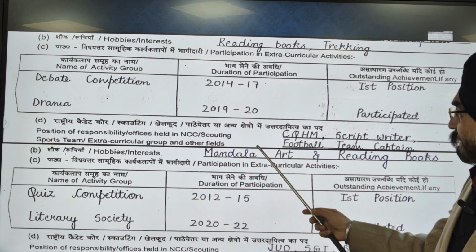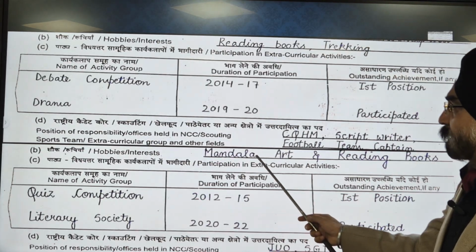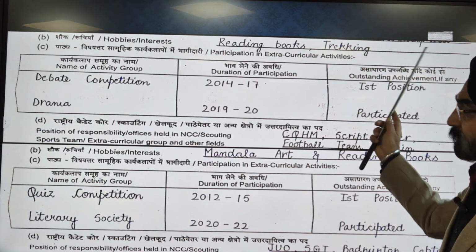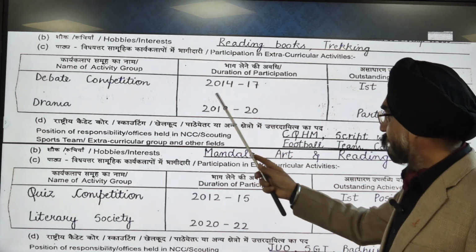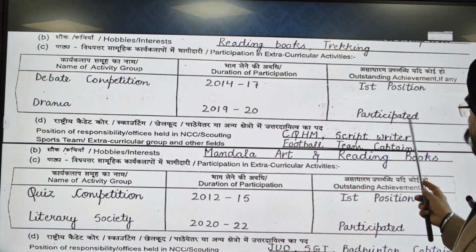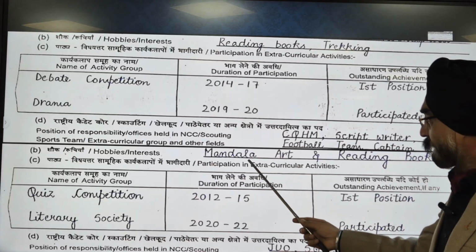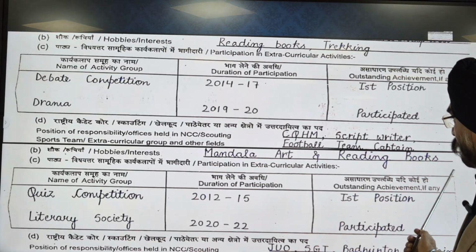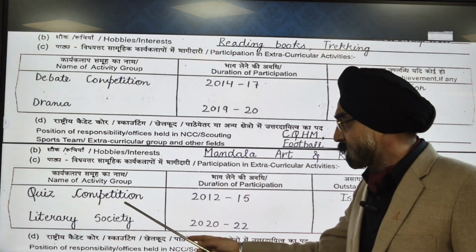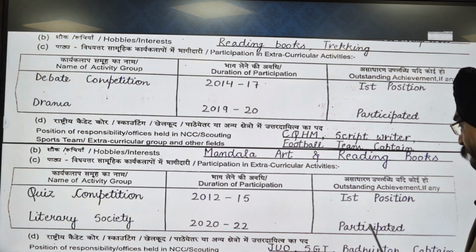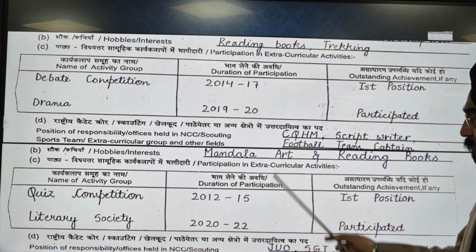Now in this case the candidate has written as hobby reading books and trekking. That's fine, and he has participated in debate and drama in the school probably, so he's written his positions. Here this candidate has written mandala art and reading books, the two hobbies are written, that's also fine. And in the extracurricular activities is written quiz competition, literary society, and he had participated, giving the year.